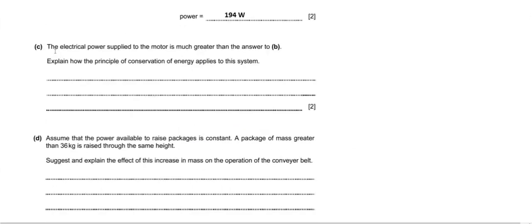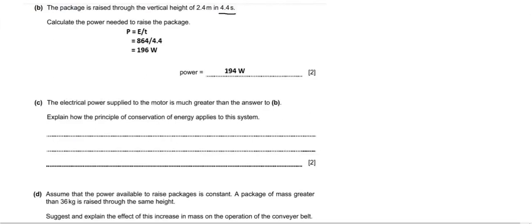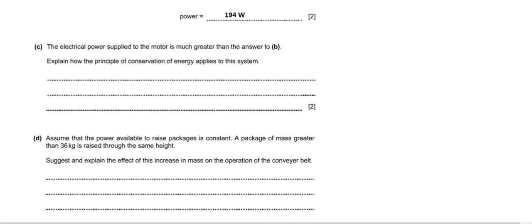Now the C question is this: the electrical power supply to the motor is much greater than the answer in B. Okay, so here we calculated the value of around 194 watt, but the actual power given is much greater than this answer given in the B. They explain how the principle of conservation of energy is applied to the system.